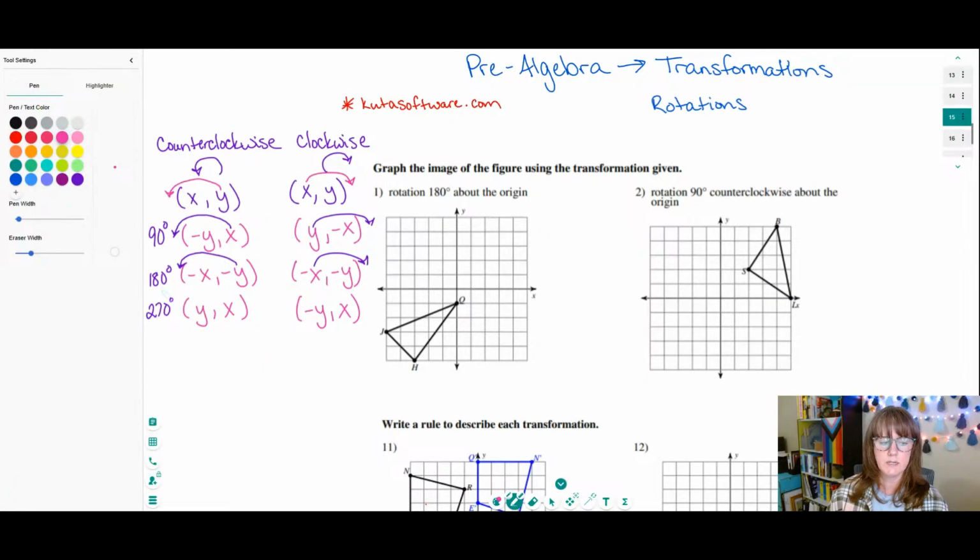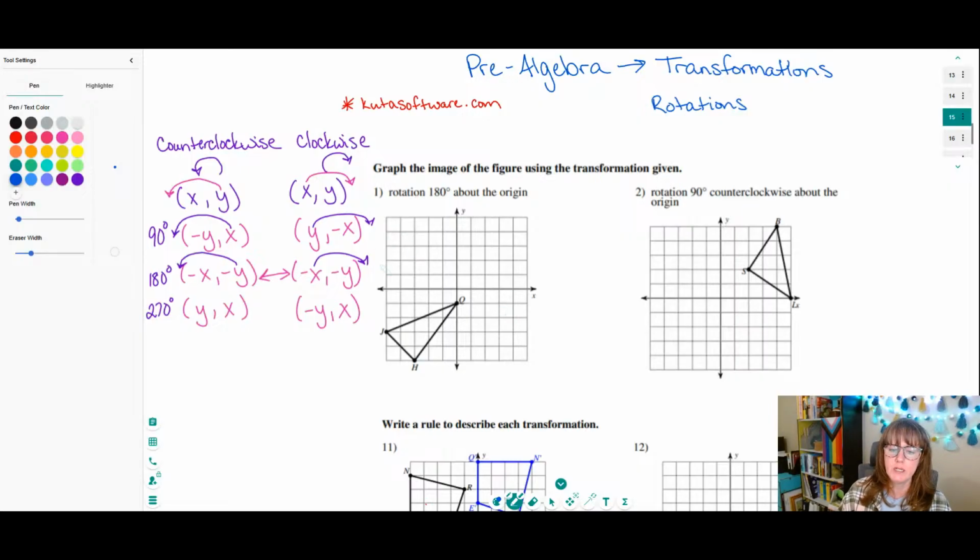Another thing to note is that the 180 degree is the same for both clockwise and counterclockwise. So if it's asking you to rotate something 180 degrees, it doesn't matter if it says clockwise or counterclockwise, it's still going to be the same rotation. All right, let's take a look at this first problem. Here we go. We're being asked to rotate 180 degrees about the origin. So notice it didn't say clockwise or counterclockwise. And that's because, again, it's the same thing.